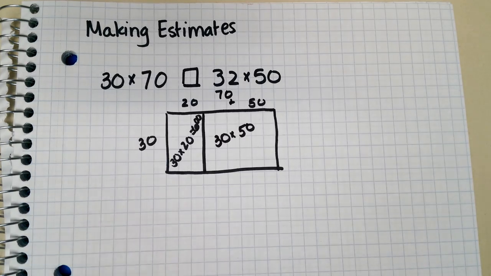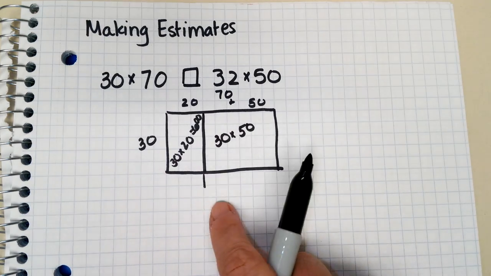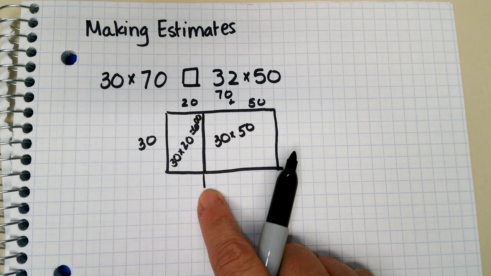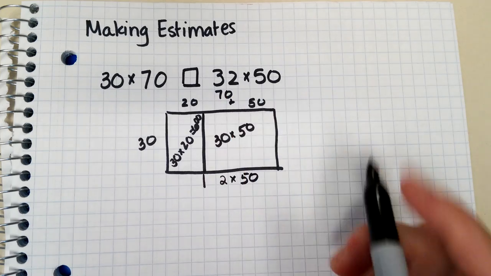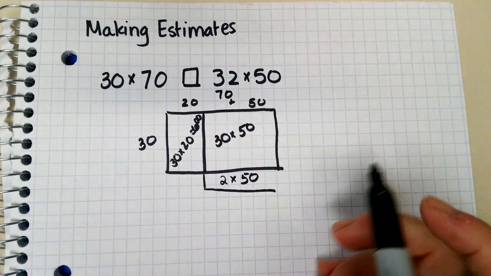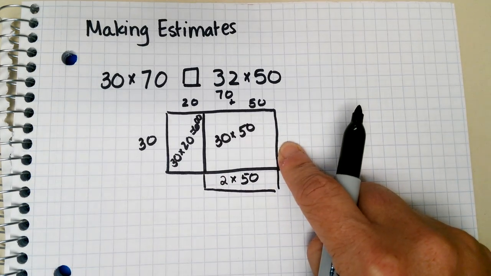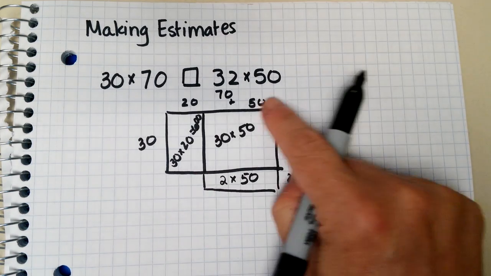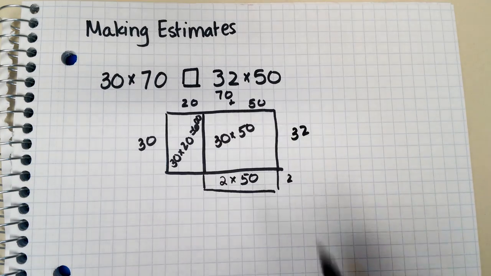Okay, so I know 30 is over here, but 32 is a little bit bigger, right? So I'm going to add on a little flap here, like a box flap. So this would be my 2 times 50. So I know that part's a little bit bigger, right? The 2. 2 times 50. And then if this is 30 over here, I need to have that 2 extra, right? Because it's 32 times 50. Okay? 32 times 50.